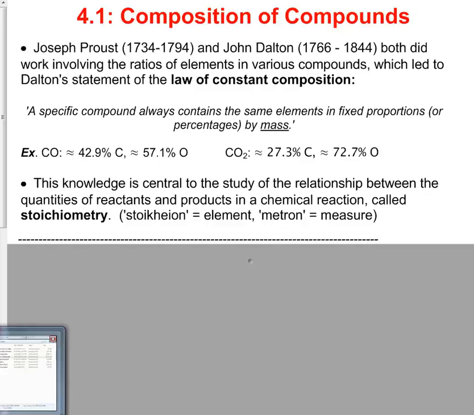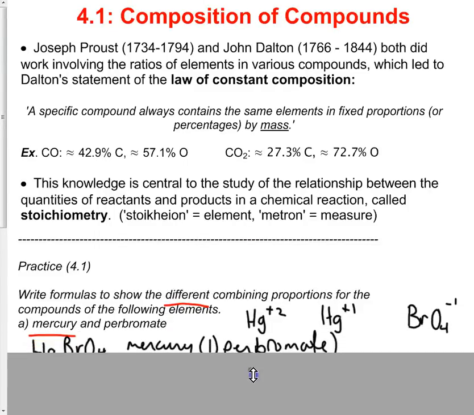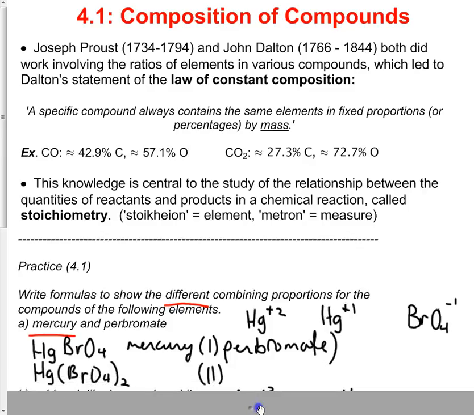In this case, we're going to just enter into this branch of stoichiometry really lightly in this first section, and the rest of your worksheet here, we're going to look at some practice questions from this section. The very first one, as all of them are, is asking us to write formulas to show the different combining proportions for the compounds of the following elements.